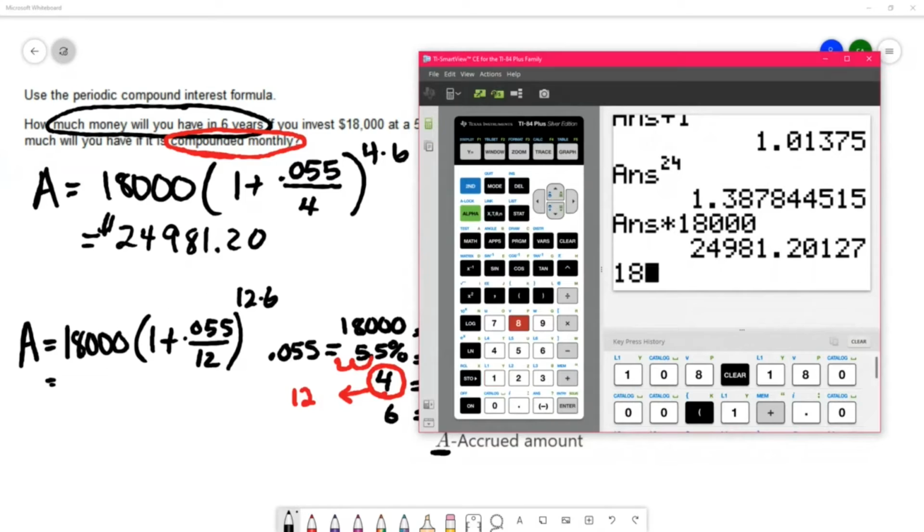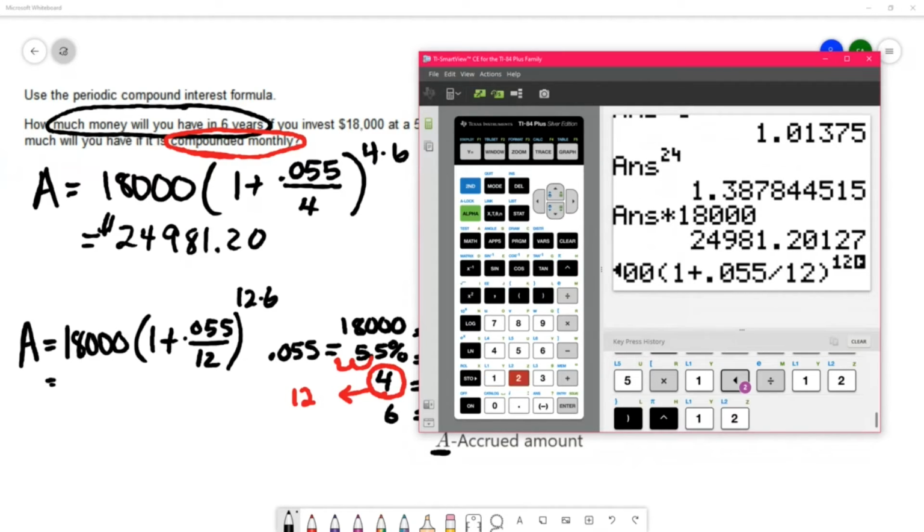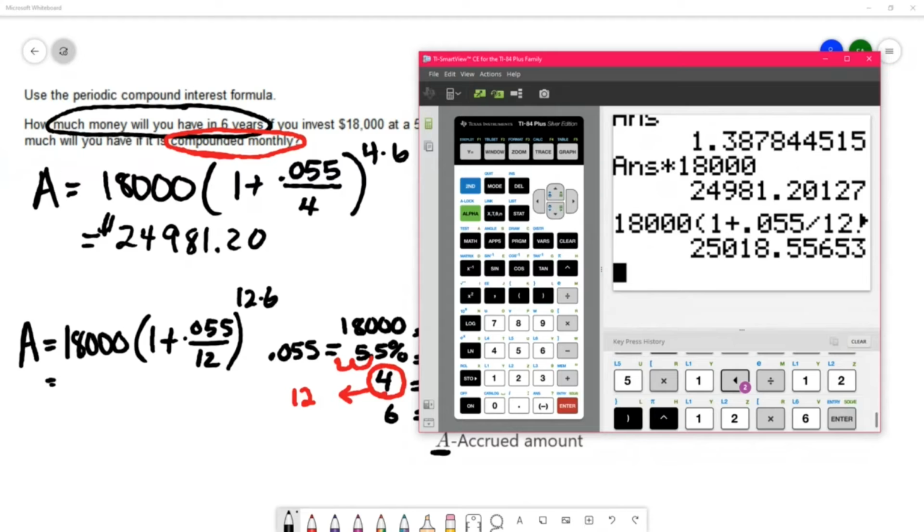We have 18,000 times 1 plus 0.055 divided by 12, and then raised to the 12 times 6. So this time we got $25,018.56. Notice I'm rounding to the nearest cents because we're talking about money. So we have $25,018.56.